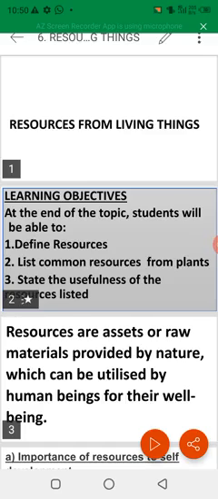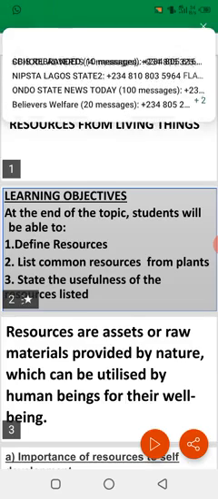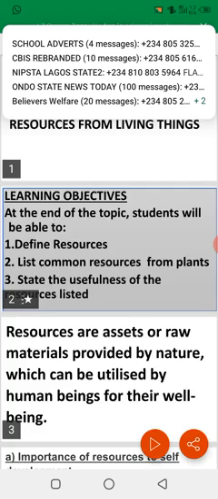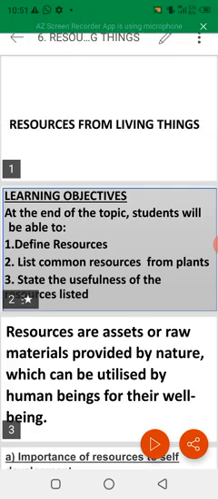How is everything? Today, we want to go into resources from living things. When we talk about living things, you know that they are plants and animals.